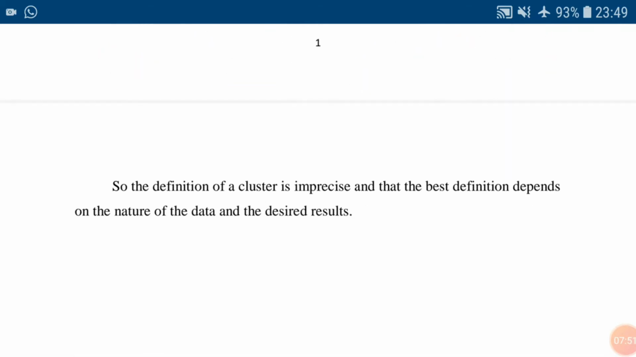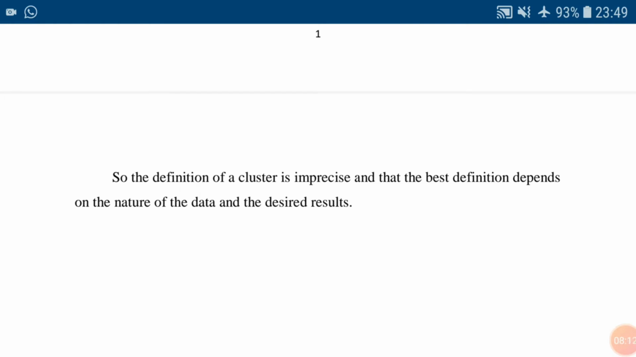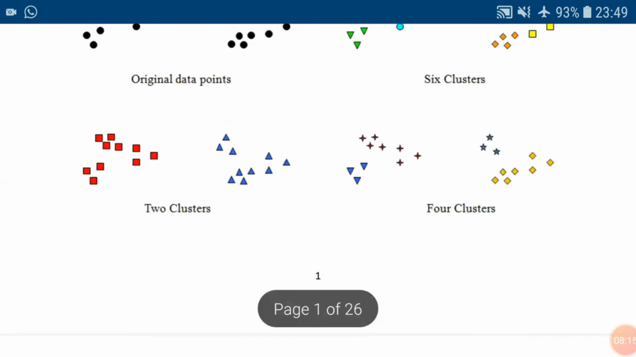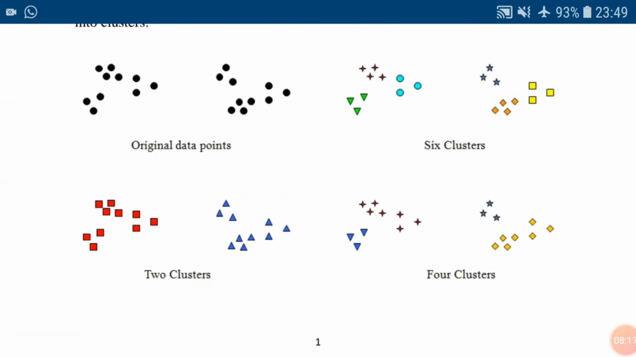Next, the definition of a cluster is imprecise, and the best definition depends on the nature of the data and desired results. Here we will see the definition depends on the nature of the data. In the above diagram we have seen only the shape. Based on the shape, the data can be divided into different clusters. In part B we have seen 6 clusters, part C 2 clusters, part D 4 clusters. This is exactly how clustering can be done based on the shape of the data elements.